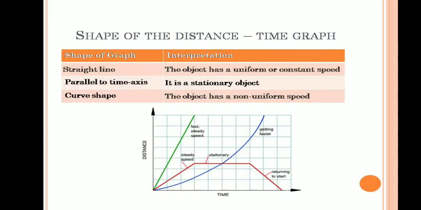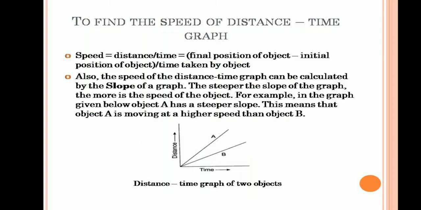Shape of the distance time graph. Based upon the shape of the graph, we can tell the interpretation of the object. If the graph is a straight line, we can conclude that the object has a uniform speed. If it is parallel to the time axis, it is a stationary object. If it is curve shaped, the object is moving at a non-uniform speed.